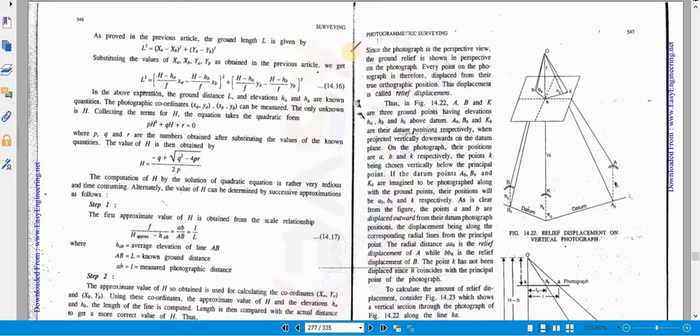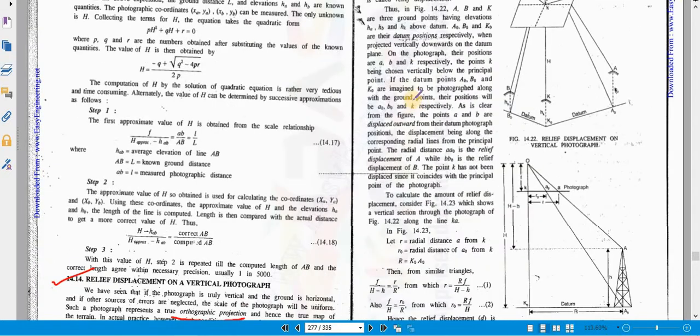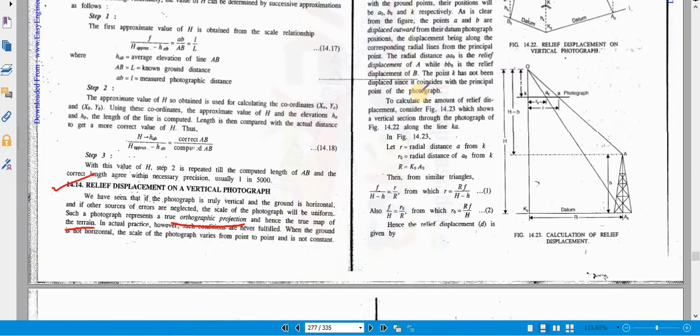Since the photograph is a perspective view, the ground relief is shown in perspective on the photograph. Every point on the photograph is therefore displaced from its true orthographic position. This displacement is called relief displacement. So whatever point we are getting on the photograph will not be exactly at that particular place because of the relief displacement, because the ground is not perfectly horizontal. That is why the amount by which it gets displaced is called the displacement. In order to understand that, you will have to understand this diagram.